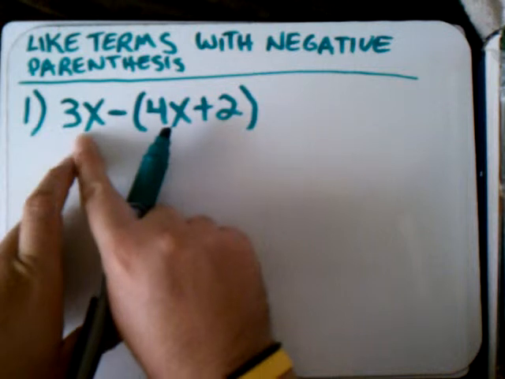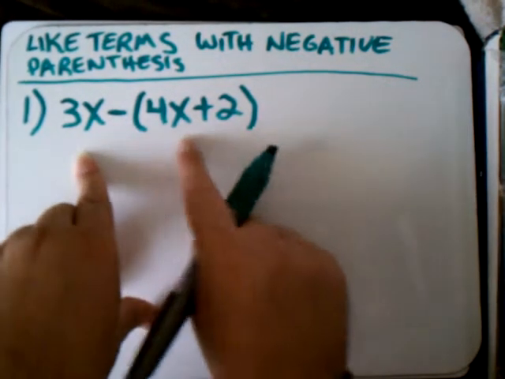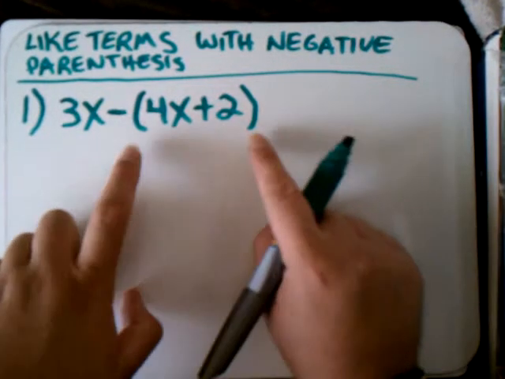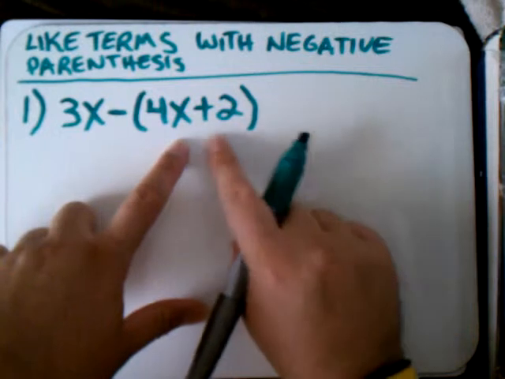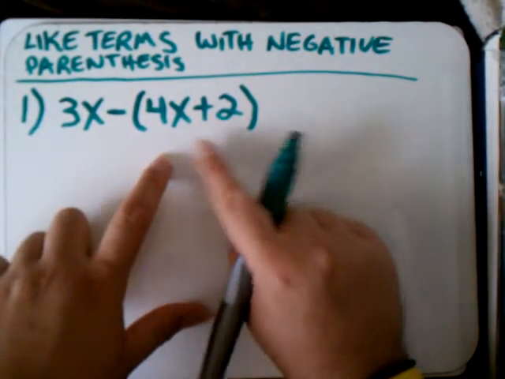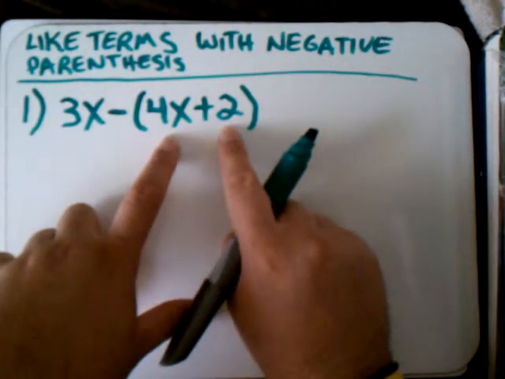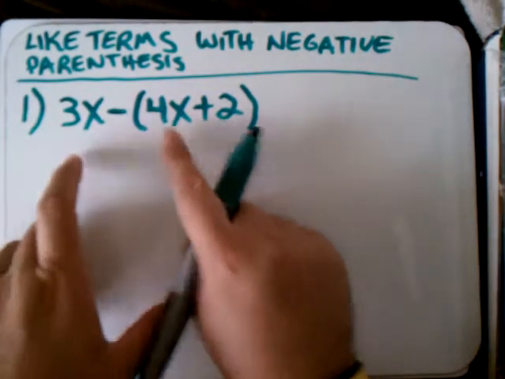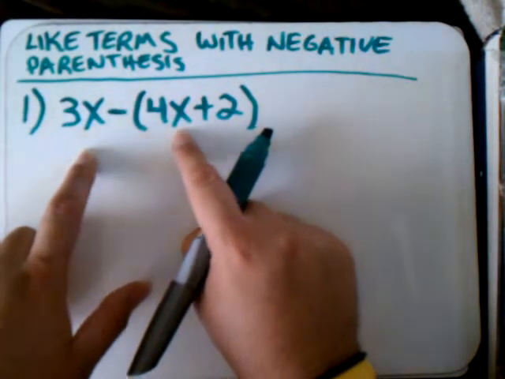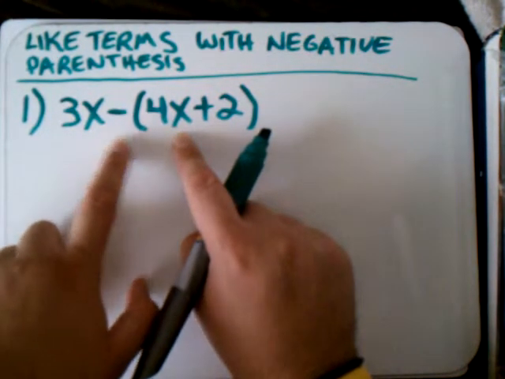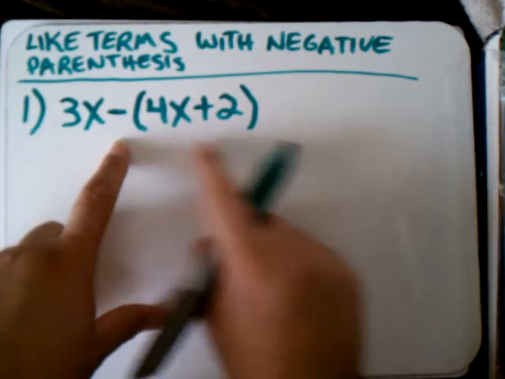In this case, I have a 3x minus, and inside a parenthesis I have 4x plus 2. Usually you will do whatever is inside the parenthesis first. But 4x plus 2, you cannot do anything. You cannot add 4x plus 2 because the 2 doesn't have an x. They're not like terms. However, you can combine the 3x and the 4x. But first, you have a negative outside the parenthesis. So what you need to do is get rid of this parenthesis.